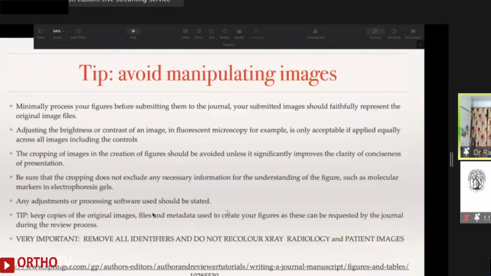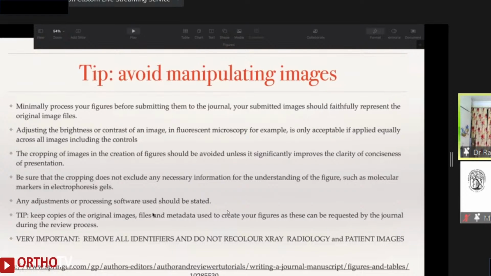Avoid manipulating images. Now there is something that everybody will talk about. Do not adjust brightness or contrast. Do not crop out unnecessary parts. Sometimes you crop out necessary parts and you do not crop out the name of the patient. So be careful when you are cropping your images. Relevant parts should be left behind, irrelevant parts should be removed, and there should be some kind of consistency across the whole thing. And you keep the original with you. If asked for, you should be able to provide it.